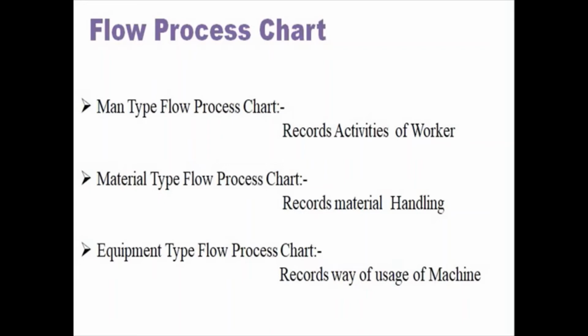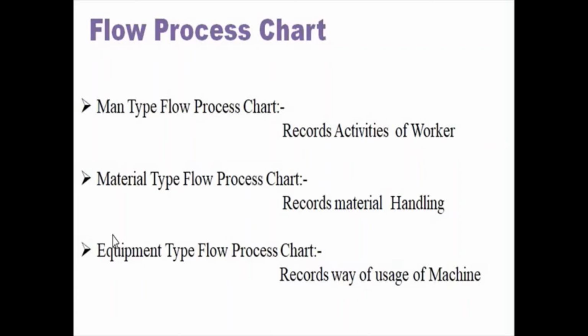The second one is the flow process chart, where the flow or the sequence of activities of different types are recorded. The first type is the man or worker type flow process chart, whereby it records the activities of the worker when that specific job is under observation. Second is the material type flow process chart, whereby the movement of the material, how it is handled or treated, is recorded. The flow of the material is recorded. And the third one is the equipment type flow process chart, whereby how the machine or particular equipment is used, that activity or sequence, is recorded.